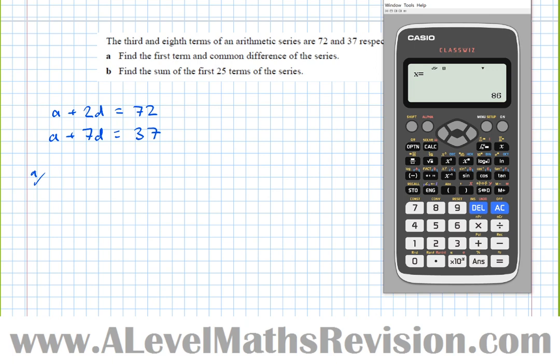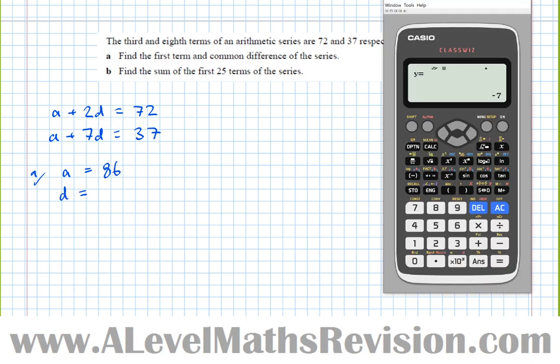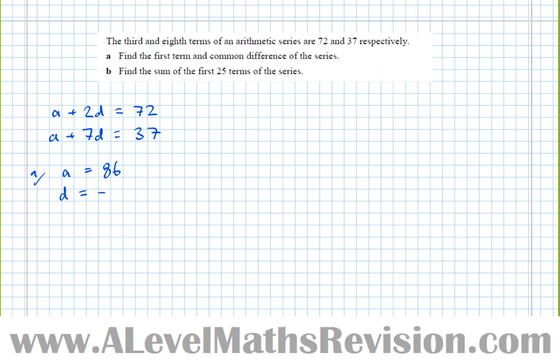So x equals 86, and x was a. So a equals 86. And d equals, so make use of all the tools available to you, the common difference is minus 7. So we've got that from just using the calculator. If it says show full working, then you can't do that. But because it doesn't say show full working, we are allowed to use the calculator.